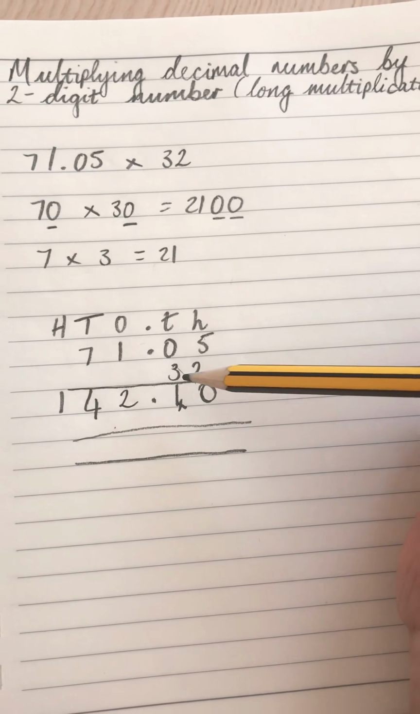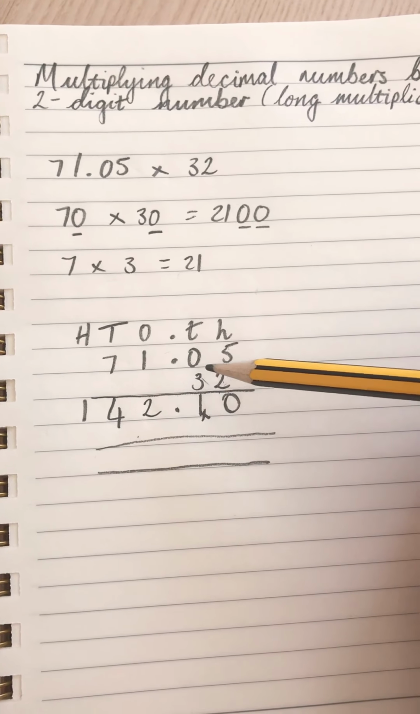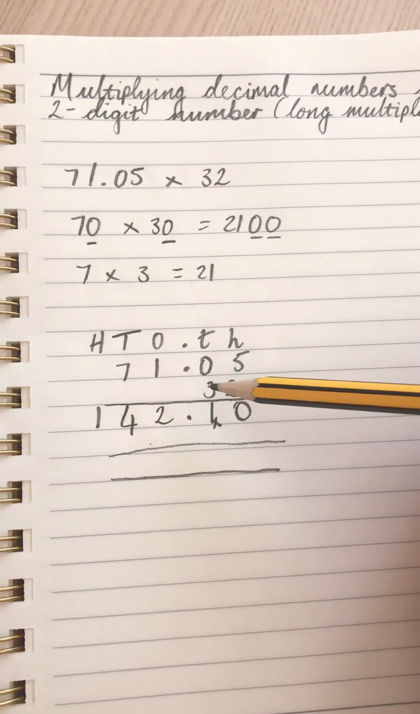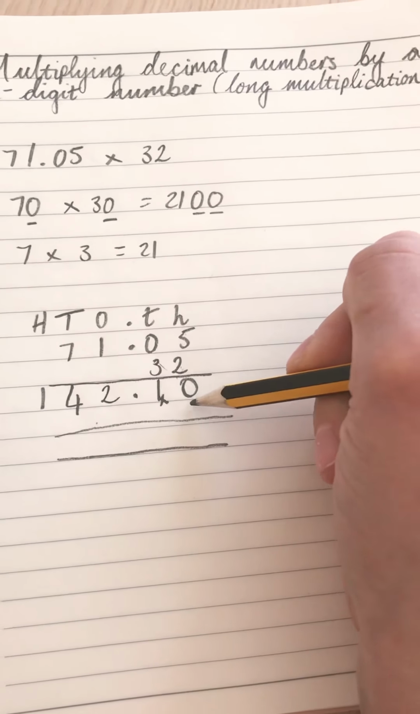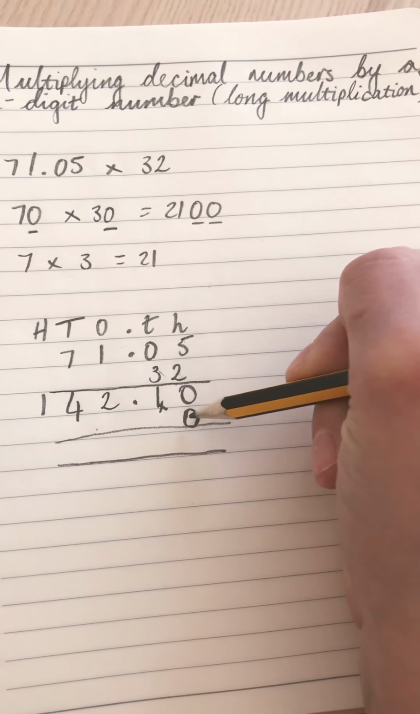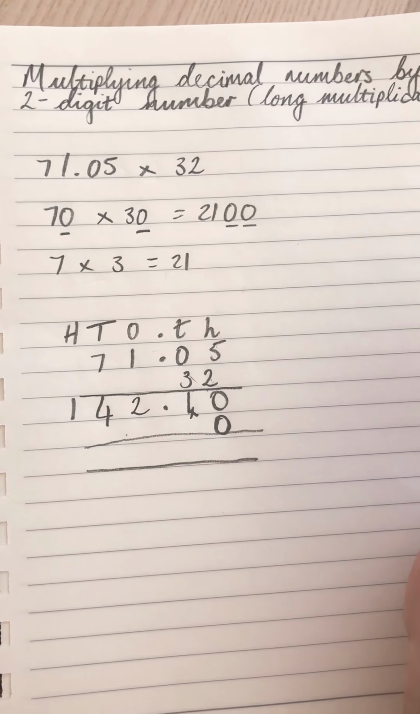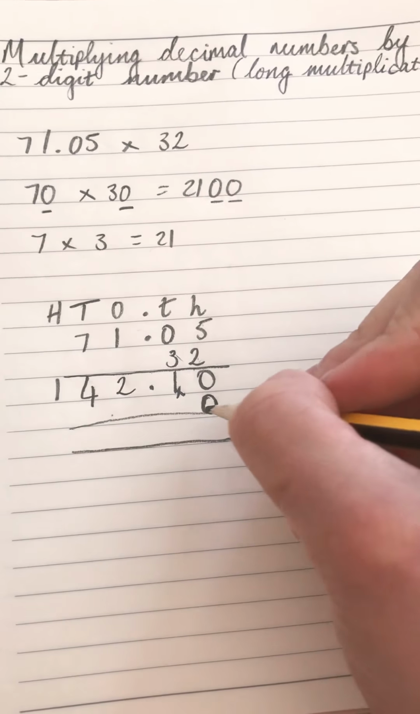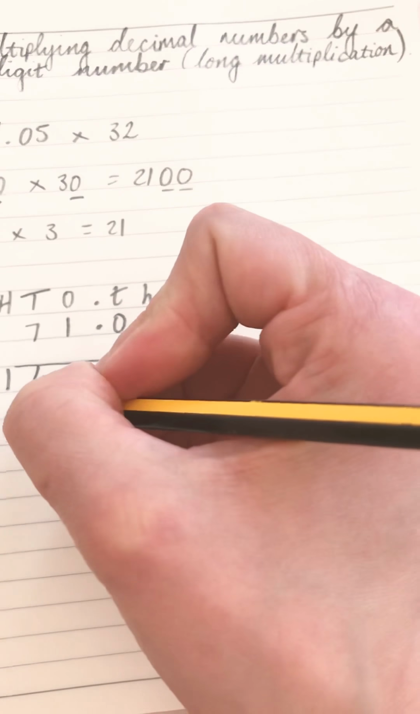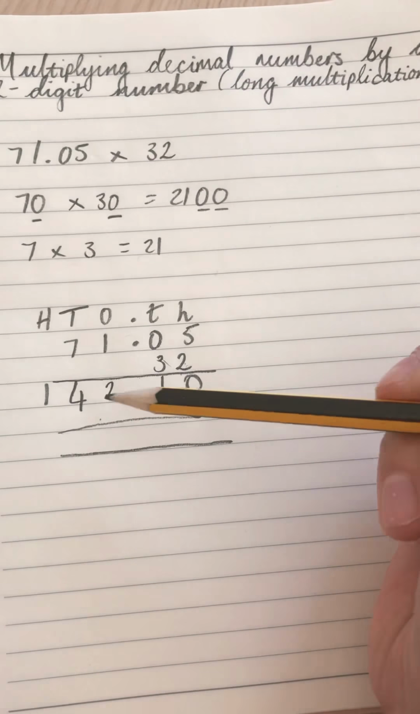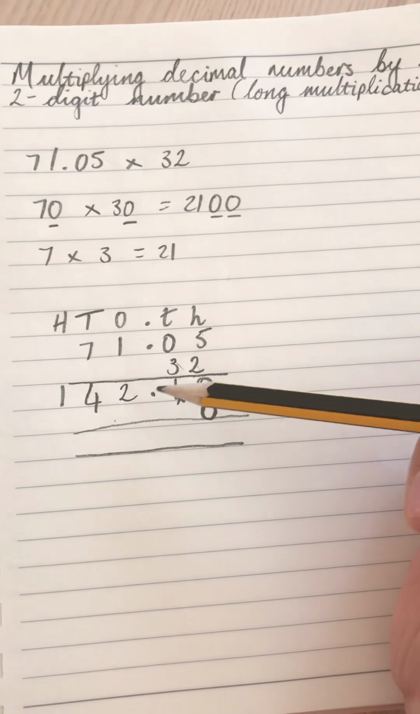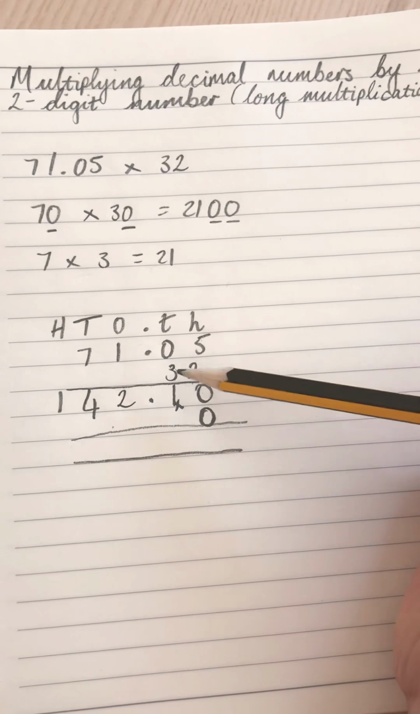Now because we're multiplying by 30, which is actually 10 times bigger than 3, we're going to put a 0 in the hundredths column. That's what we call a place value holder. And that shows that we are working with a number that is 10 times bigger. It basically bumps all our numbers up the place value chart. So then we start working here.